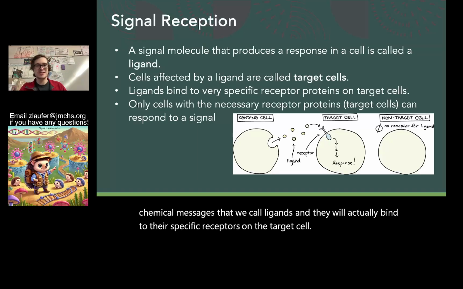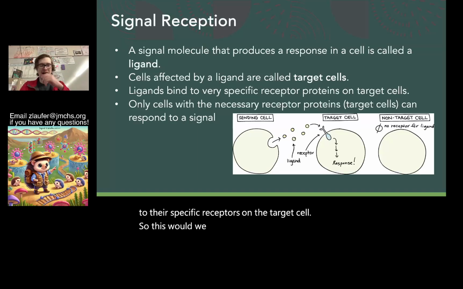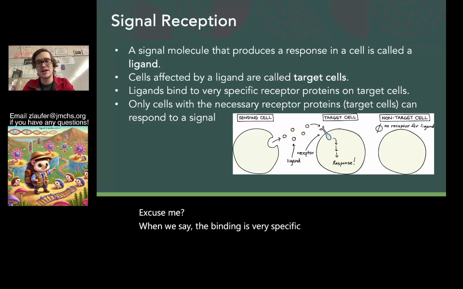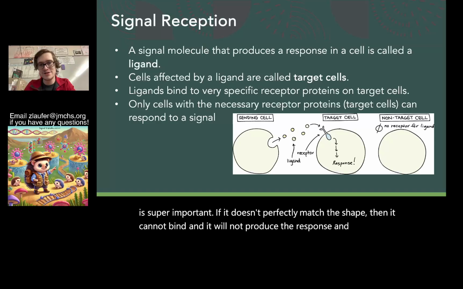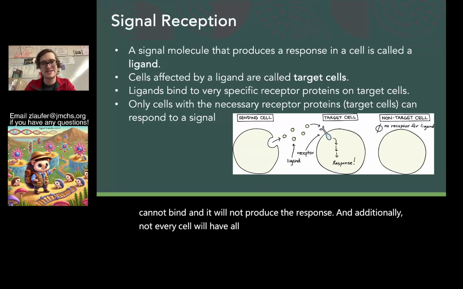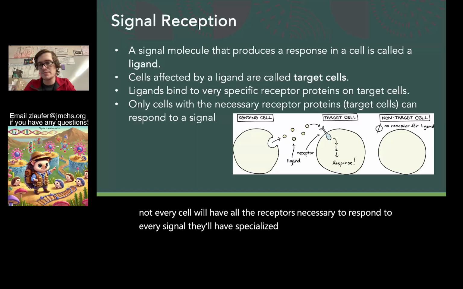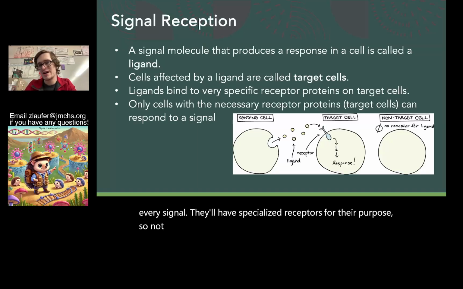So when we say the binding is very specific, we mean that the shape is super important. If it doesn't perfectly match the shape, then it cannot bind and it will not produce the response. And additionally, not every cell will have all the receptors necessary to respond to every signal. They'll have specialized receptors for their purpose, so not every cell will have a receptor for every ligand. They will be missing quite a few.